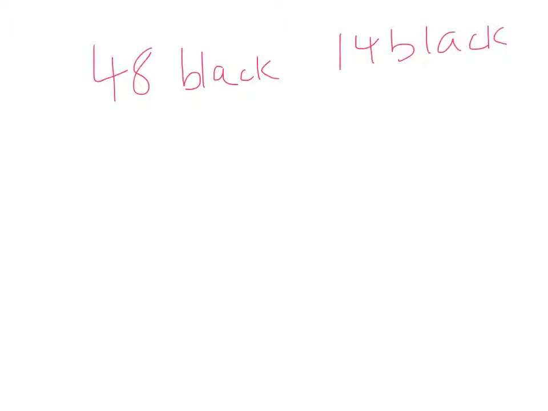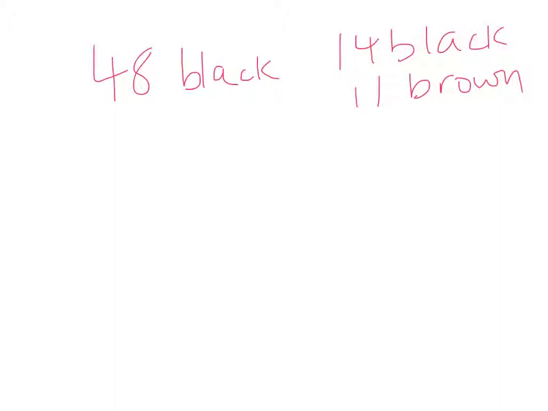Question number 7 talks about a brown mouse mating with 2 female black mice. The first female produces 48 black, and the second female produces 14 black and 11 brown. And we know that the male is brown.